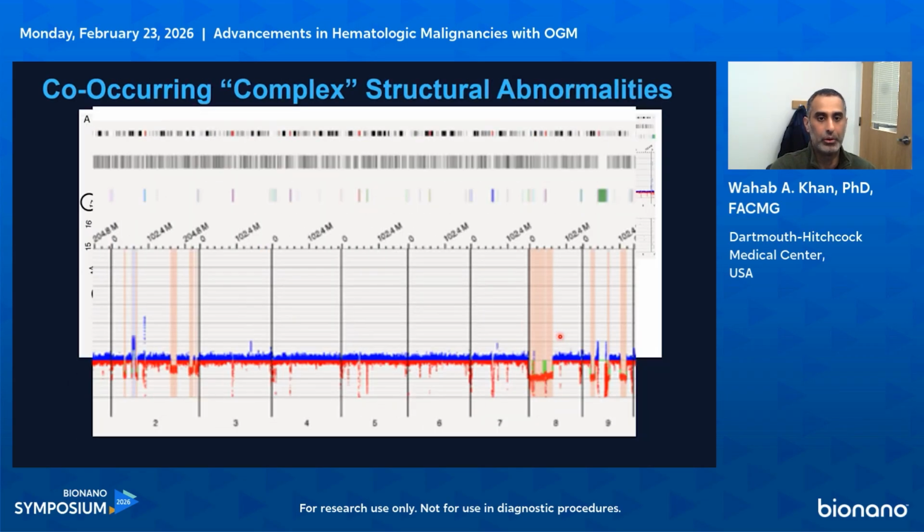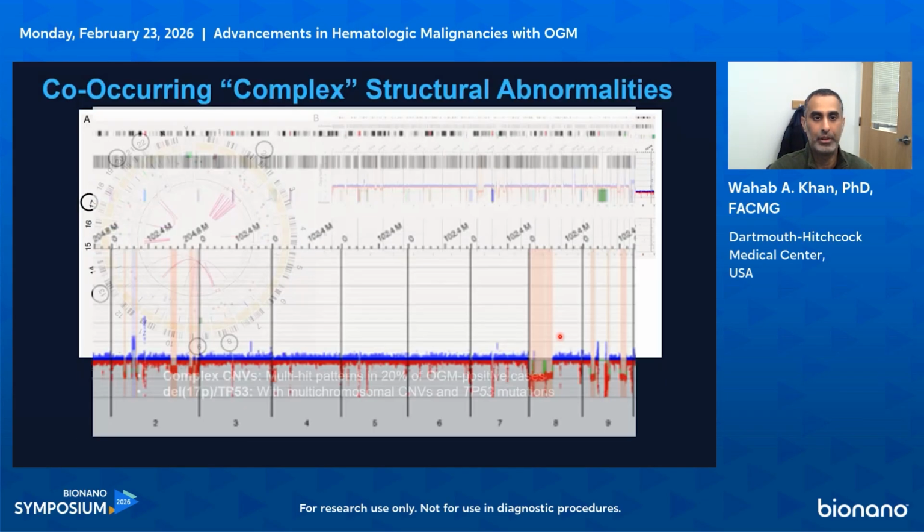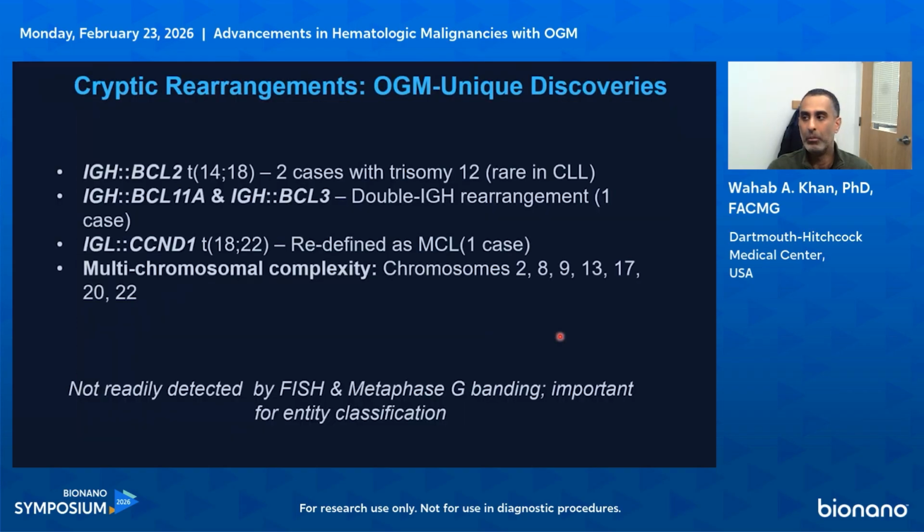So going through the categories again: multi-allelic events, co-occurring complex events, and now addressing some of the cryptic rearrangements, some of the more unique to OGM events. And these, in our cohort, were enriched for different types of permutations of IGH rearrangement. So in this case, with BCL2, 2 cases, and these tended to co-occur with trisomy 12s, at least we saw in our hands.